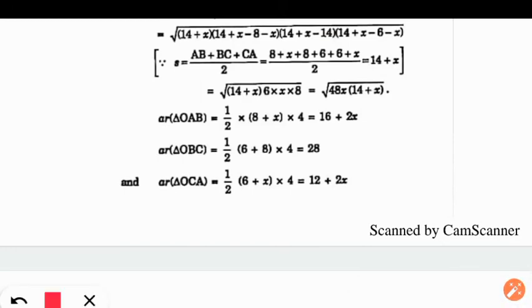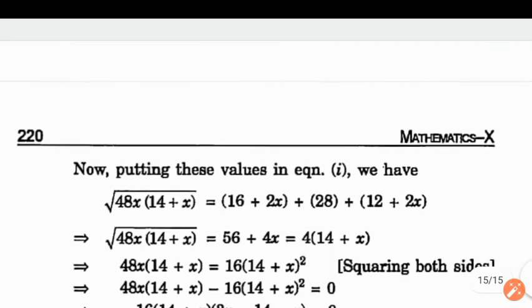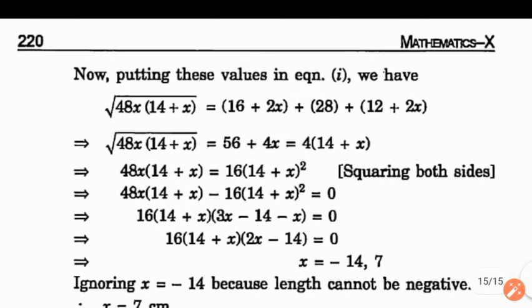Now all three areas are known in terms of x. Now I can use equation number 1, this one. So put all the areas in equation 1. So we will have this.